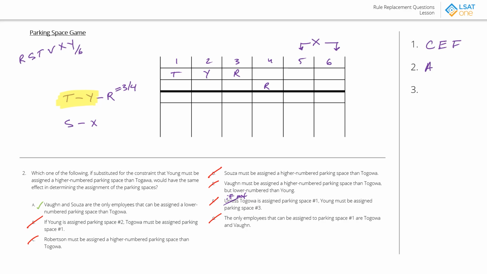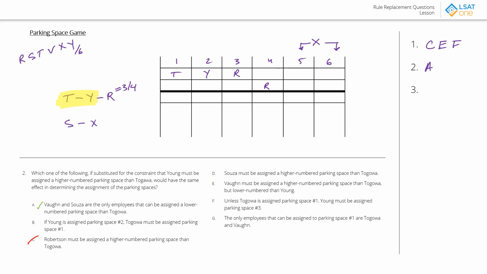For the record, I'm pretty sure that this is also not good enough, because when you say that the only people that can go into 1 are T and V, that allows for V to go into 1, and if V is in 1, that leaves T and Y to do whatever. So it doesn't ensure that T would go before Y. So it looks like the only viable answer for question number 2 here is answer choice A.